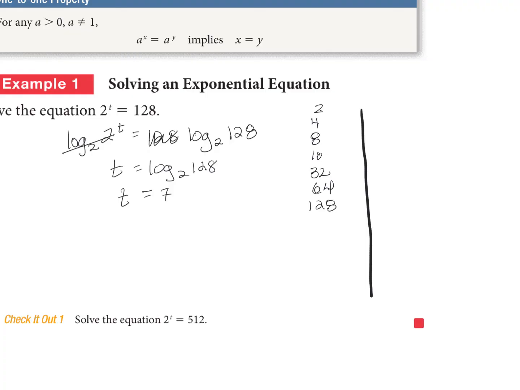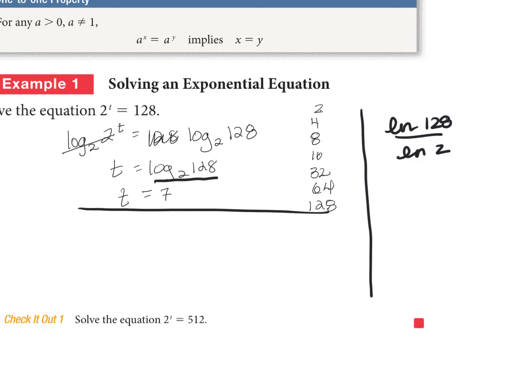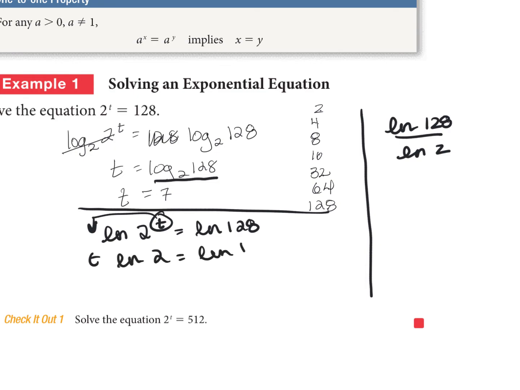Now, if you didn't know this, there's a couple additional ways you could use your technology to aid you in finding this number. You could use the change of base formula here and say, well, that's the natural log of 128 over the natural log of 2. And that would give you the number that you were looking for. You could also solve initially using the natural log, saying natural log of 2^t equals natural log of 128. Bring that t down using our formulas. Divide both sides by the natural log of 2.